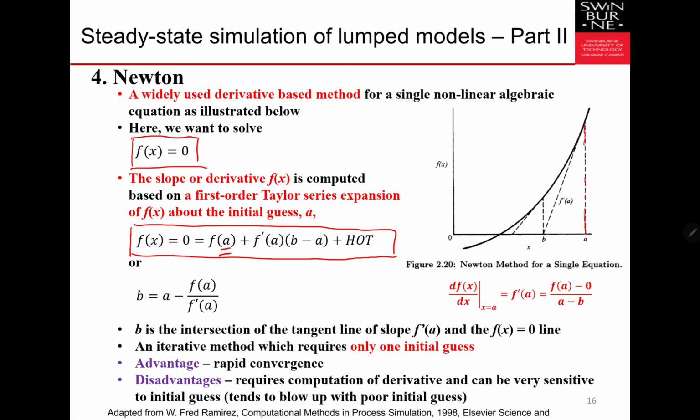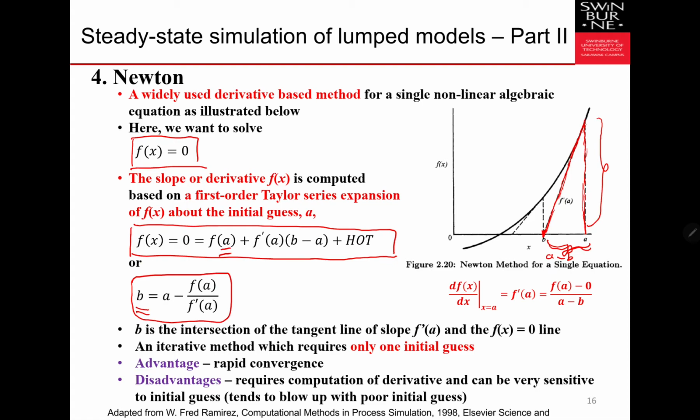If we take this one, then we can find the next value of B, which is A minus F(A) divided by the derivative of A. Because in here, as you can see, the slope at this particular point, F'(A), is equal to F(A) divided by A minus B. So this B value can be found if we have this slope at the value of A, and also this increment of B minus A.